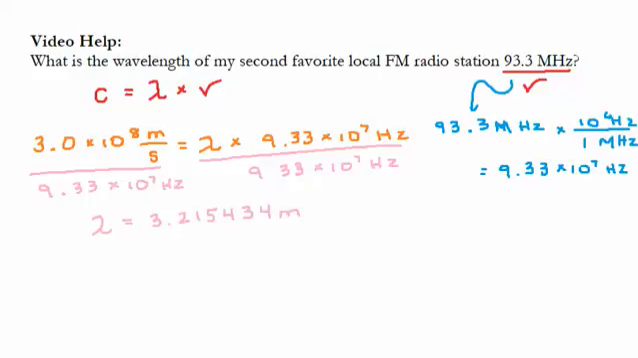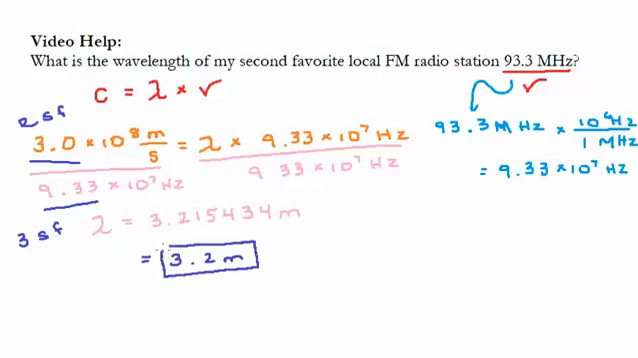Now I need to round this to my fewest number of sig figs. This has 2 significant figures. This has 3 significant figures. So my final answer, I need 2 sig figs. So my final answer is going to be 3.2 meters. And that's it.